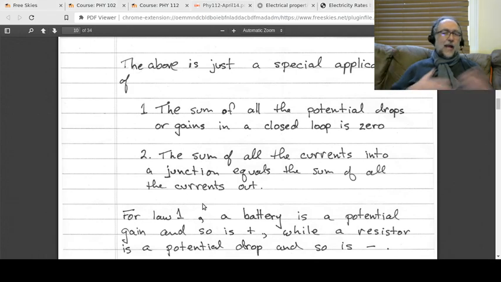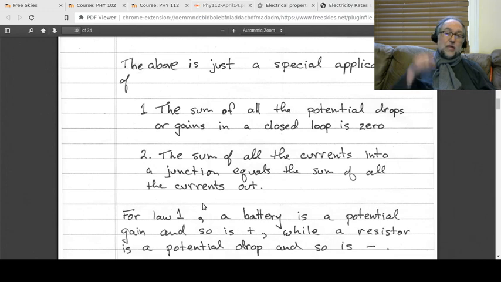Actually, what I did above is I kind of snuck something in known as Kirchhoff's laws. Now, we're not going to study Kirchhoff's laws formally, but they can be used to analyze very complicated circuits. And since we already implicitly use them, I might as well mention them. Basically, there are two of them.